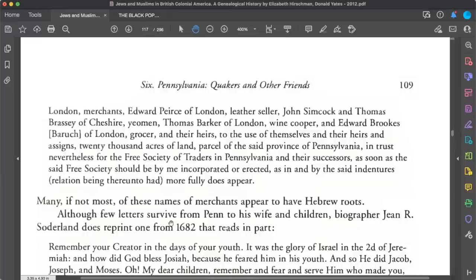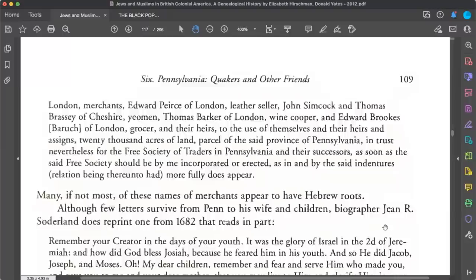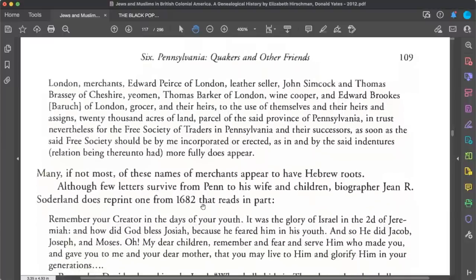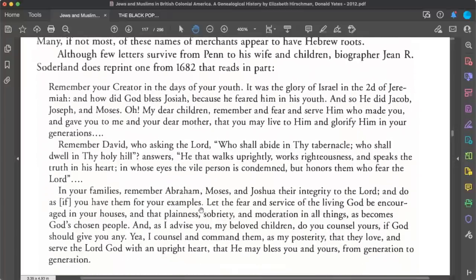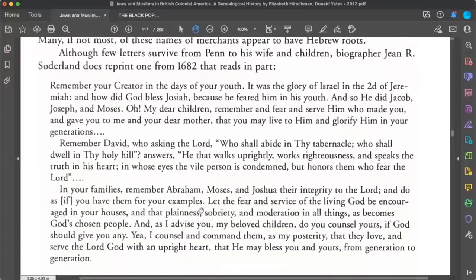Although few letters survive from Penn to his wife and children, biographer Jean R. Soderland does reprint one from 1682 that reads in part, "Remember your creator in the days of your youth. It was the glory of Israel and the second of Jeremiah. And how did God bless Joshua? Because he feared him in his youth. And so he did Jacob, Joseph, and Moses.